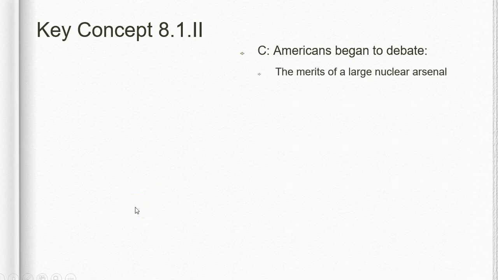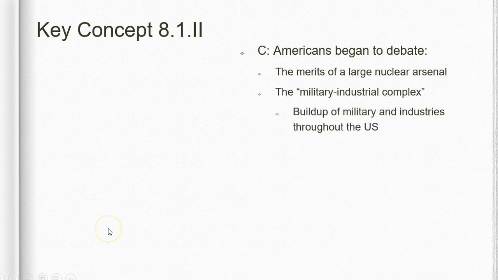So, Americans are debating a lot during the Cold War. The merits of a large nuclear arsenal. Of course, Americans are debating the military-industrial complex, which is the buildup of military and industries throughout the United States. Prior to World War I, the United States barely had a standing army. And now, all of a sudden, you get to the 1950s, and the United States has a massive global presence. The United States has a permanent infrastructure for maintaining this massive global presence.